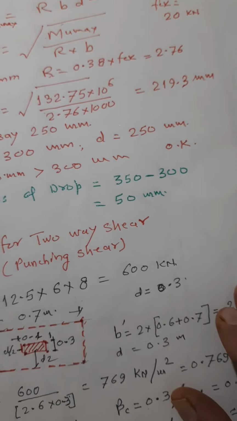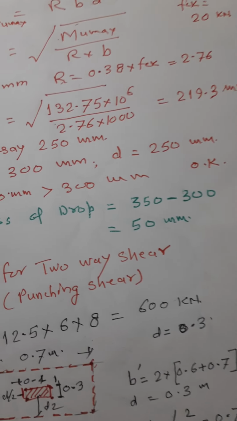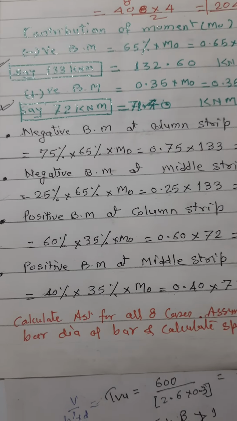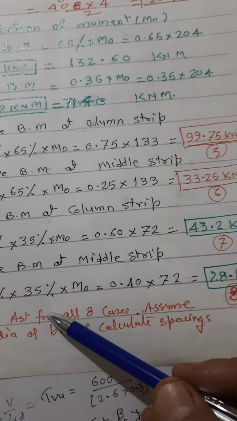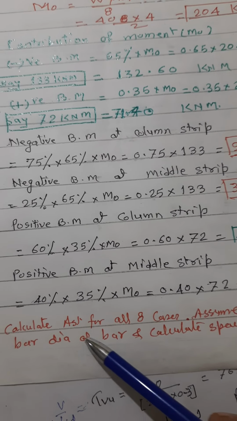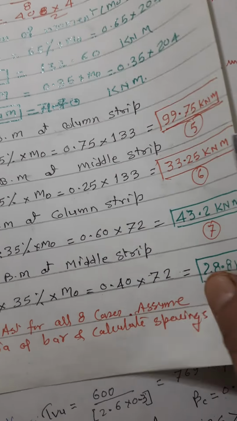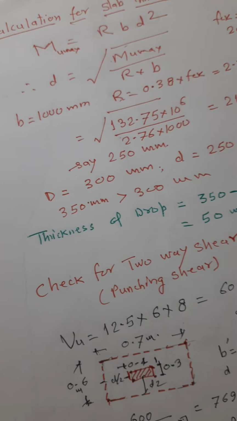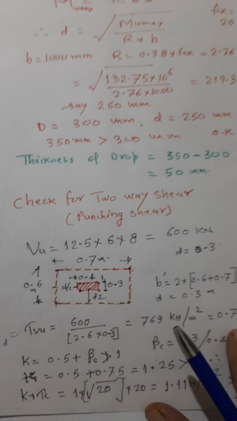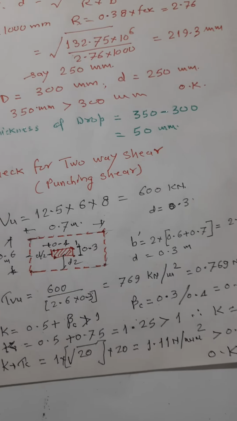Once we have calculated the thickness, then what do we have to do? We have to calculate all the cases. I have just mentioned over here: calculate the area of steel for all the 8 cases, assume the bar diameter, and also calculate the spacing required. Then finally we have to apply the two-way shear or punching shear. We have already solved such type of problems.